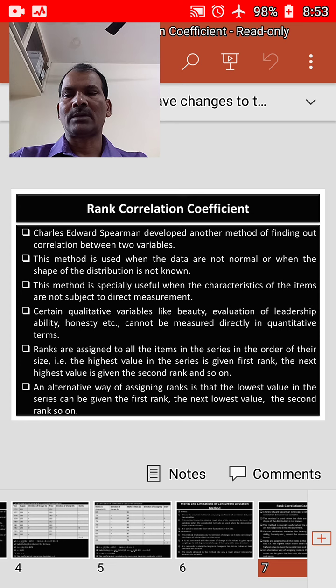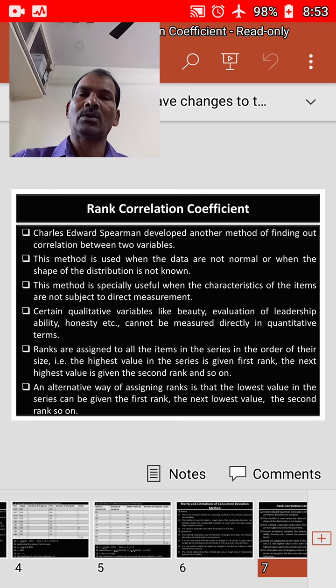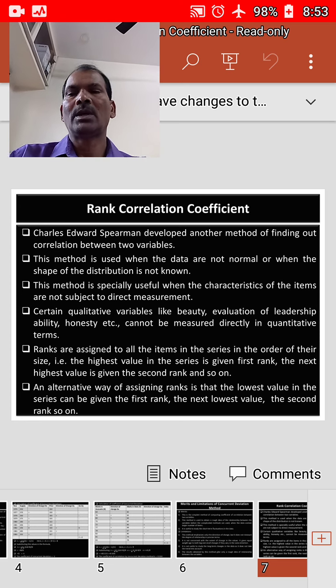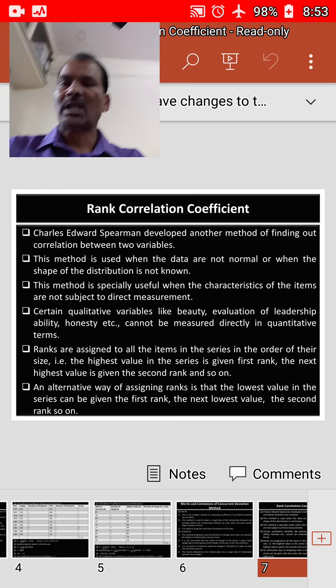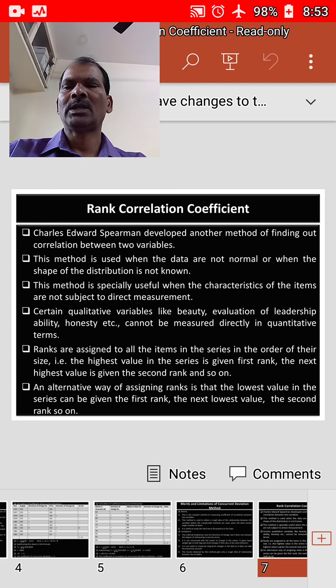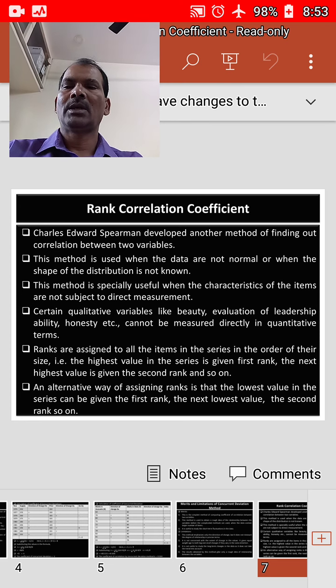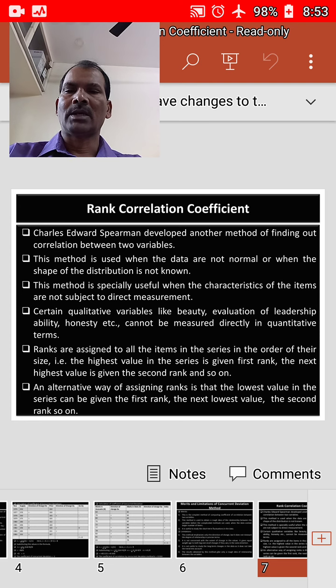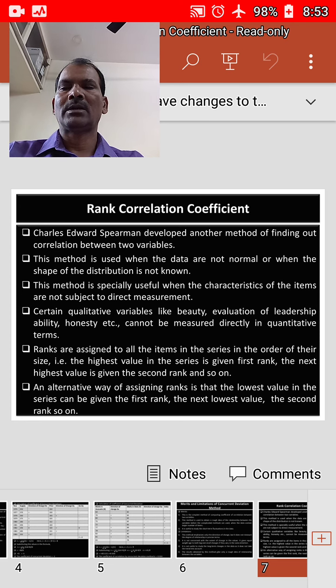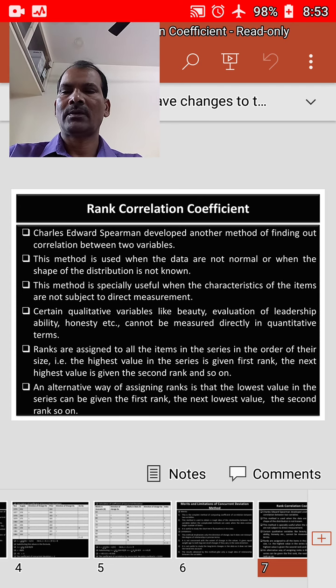For example, certain variables like judgment of female beauty, evaluation of leadership ability, etc., cannot be measured directly in quantitative terms because there is no measuring rod to measure the qualitative items, right? In such cases, the relationship between the variables is obtained by ranking the items. Ranks are assigned to all the items in the series in order of their size.